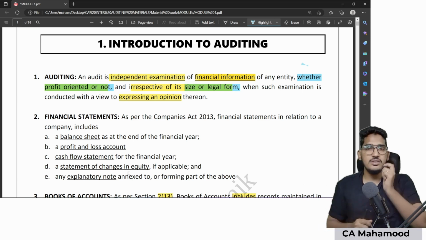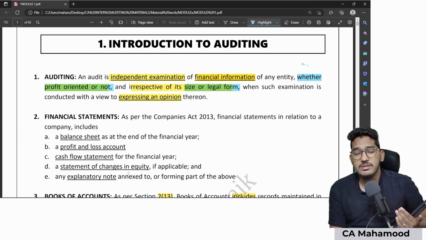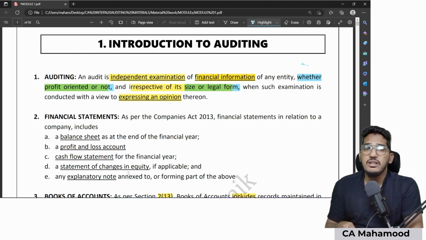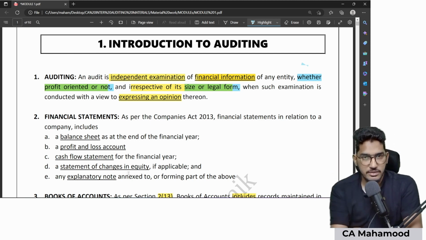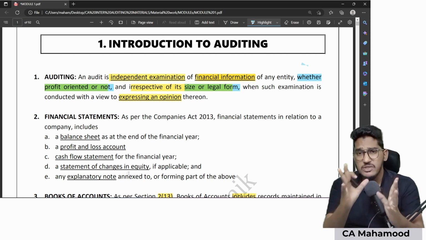So that legal structure which you are giving to the entity, we call it as legal form. Now they are saying irrespective of legal form. What is the significance of irrespective of legal form? The significance is that even the legal form of your client does not matter.